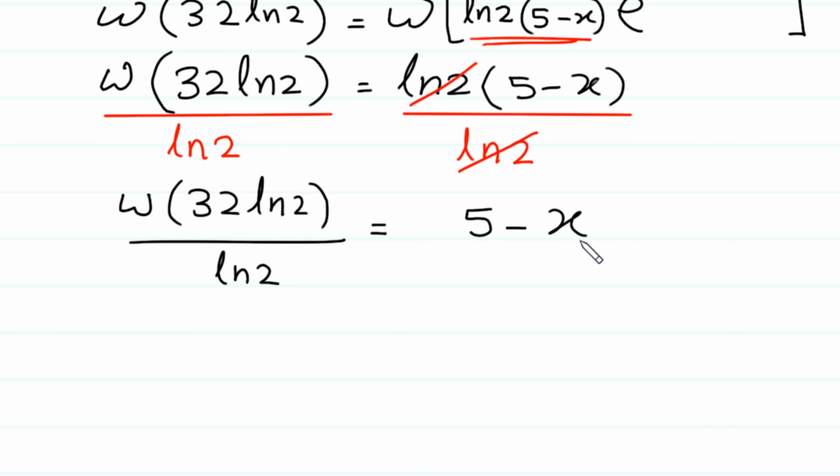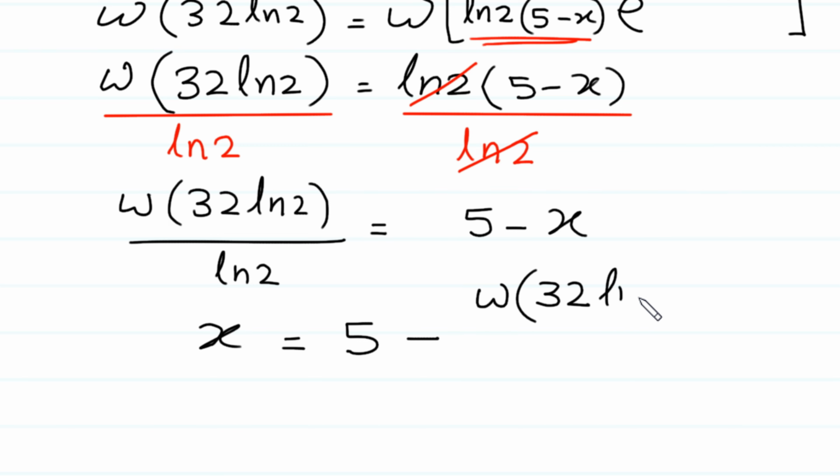Now to find the value of x, we shift this negative x to the left side and this whole thing to the right side. This negative x becomes positive x at left side is equal to 5, and this whole expression becomes negative at right side: minus W function of 32 times ln of 2 divided by ln of 2. This is the final value of x.